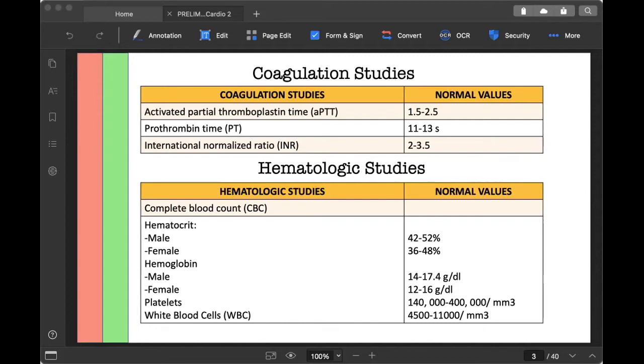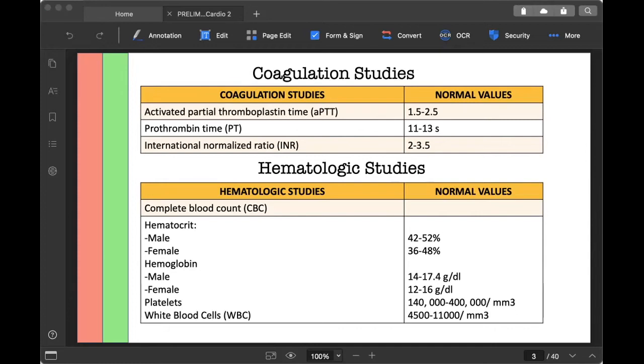Your APTT, or activated partial thromboplastin time, measures the activity of your intrinsic pathway, and it assesses the effects of heparin, so that we will know when to adjust the heparin therapy. While your PT, your prothrombin time, measures your extrinsic pathway.